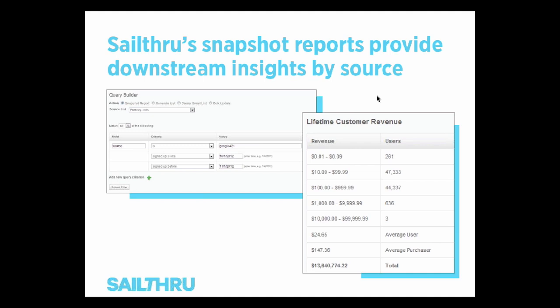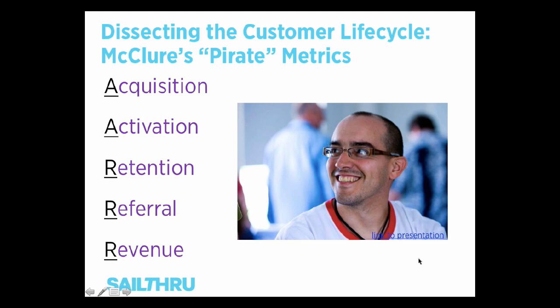Sailthru snapshot reports give you a lot of downstream insights into what happens for typical groups of cohorts from various sign-up date ranges, from acquisition sources, and so forth. In this example, you can see that I'm looking at a group of users who came from a Google AdWords ad 421 in the month of October 2012 to see exactly the lifetime value breakdown of all of the users who fell within that particular cohort. You'll see that I know that the average email address is worth $24.65, with the average purchaser being worth $147.36. Again, this is the difference between a cost per acquired reader, the average user, and cost per acquired customer, the average purchaser.